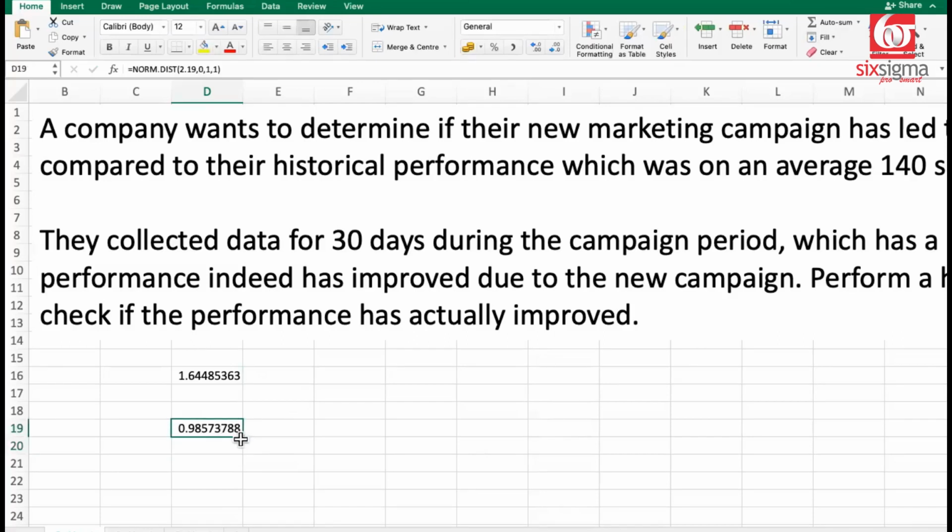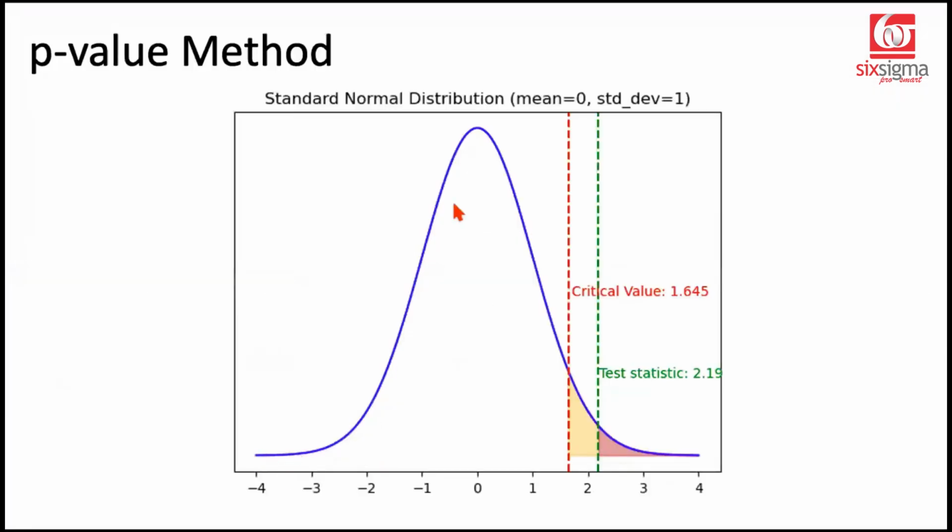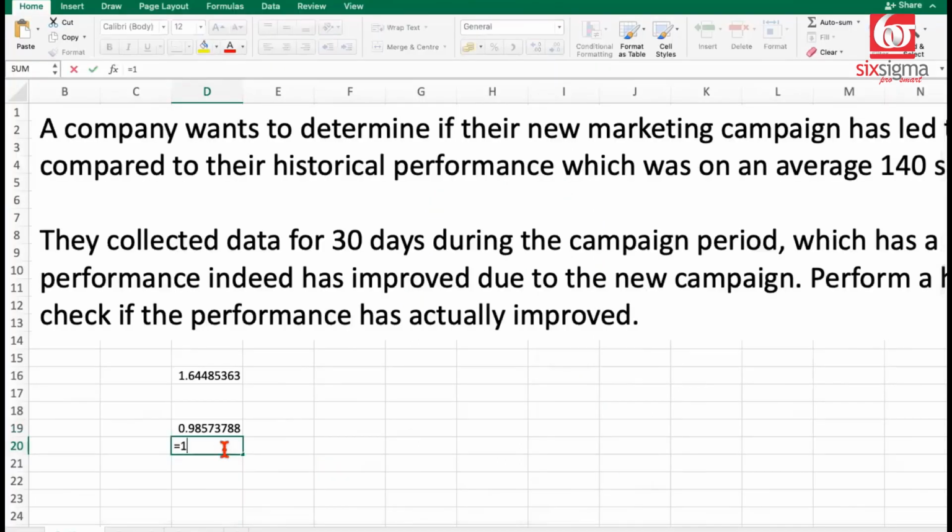Once again, this is not your answer. Why? Because this is always calculating the area from left to right, which means right now you've calculated the area up to this green dotted line, from the left up to this point. Whatever area comes under the curve is what you've calculated, but you want this area. So you'll have to just do 1 minus this area to get this, and the p-value comes to 0.014.